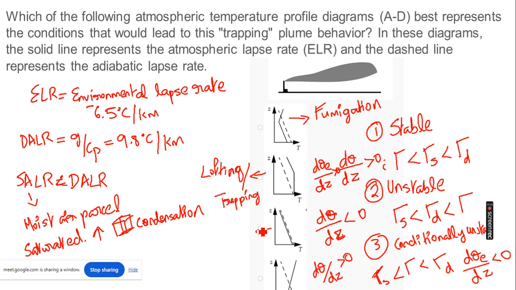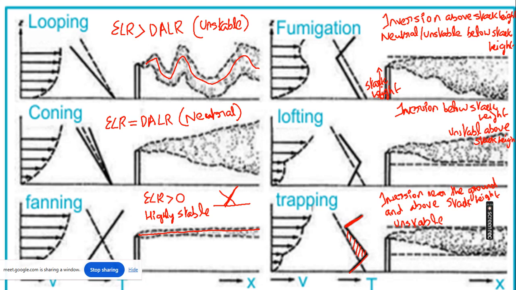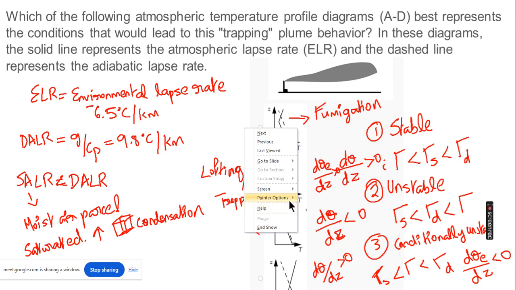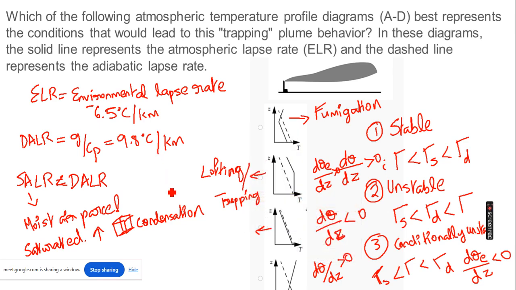The third one is a neutral condition. Both ELR and DLR are parallel to each other. So in that case, if ELR is equal to DLR, it will basically result in coning. So this is a parallel condition. Both are almost equal, so this will result in coning.